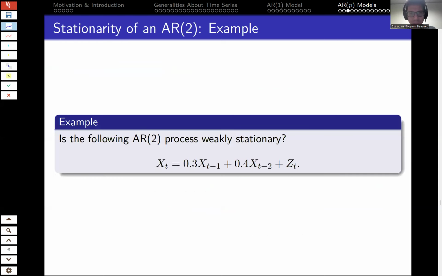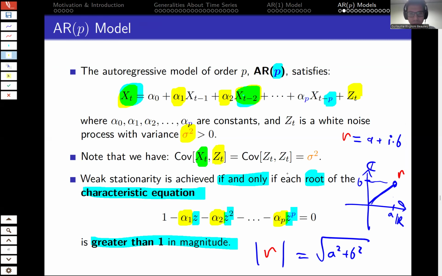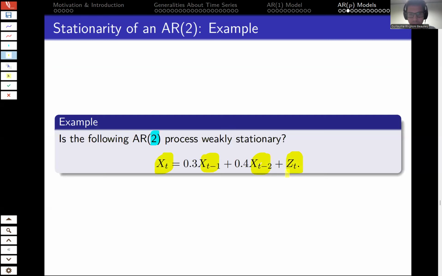Now, small example here. Just apply this rule. Is the following AR(2) process weakly stationary? Let's just convince ourselves this is an AR(2). Well, yes, because the model is xt depends on xt minus 1, xt minus 2, and that's it. And then of course there's the noise here. So maybe take a second to do this yourself. Apply the rule here. Maybe you pause the video and you do it. I will show the solution now.